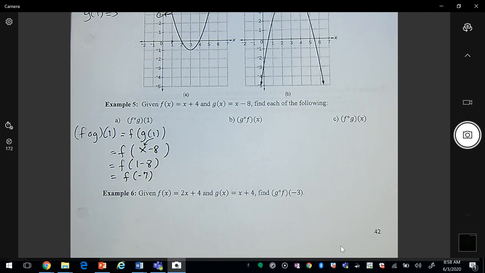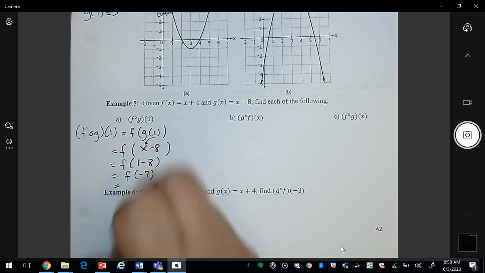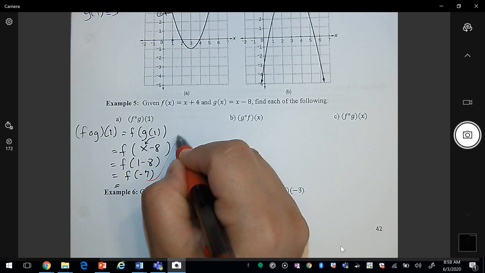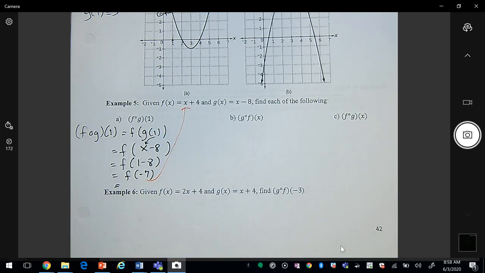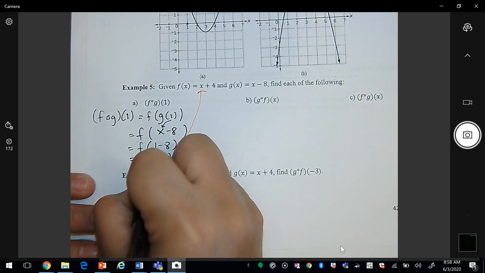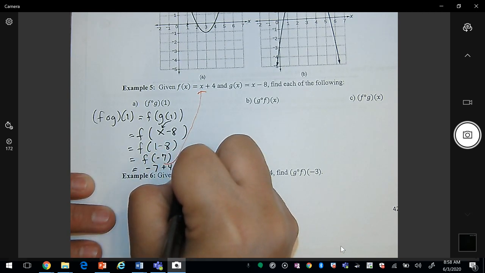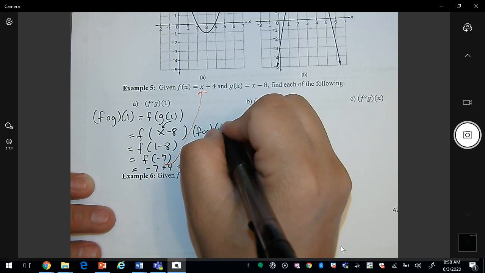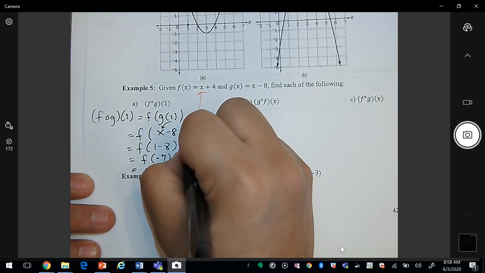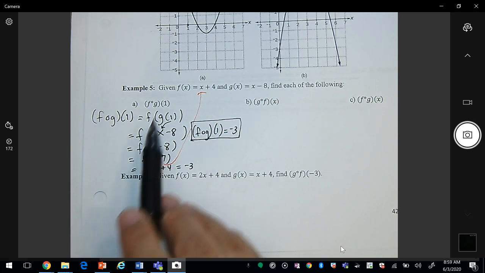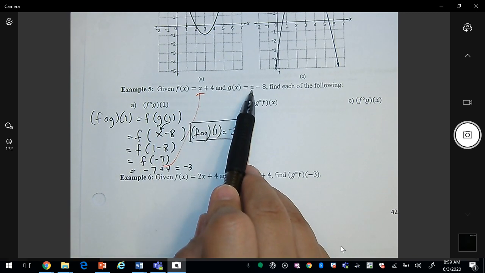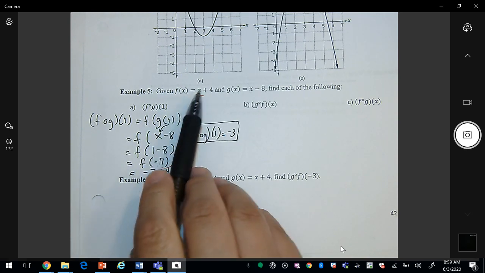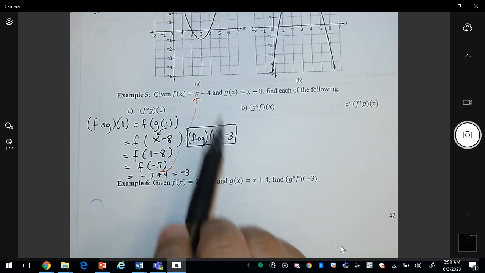Now that we have a negative 7, we're going to work with the f function. Here we're going to plug in, for the x, a negative 7. So we end up with negative 7 plus 4, which is negative 3. So f composed of g of 1 is equal to negative 3. Again, the way we do this is first we input the 1 into g, so 1 minus 8 gave us a negative 7. Then we take our negative 7 and plug it in for the second function. Negative 7 plus 4 gives us negative 3.